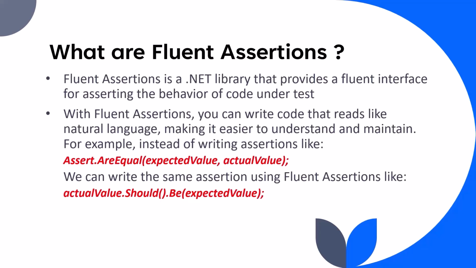So fluent assertions provides a rich set of extension methods that allows you to write assertions for different types of objects, including strings, numbers, collections, and objects. It also supports custom assertions, allowing you to define your own assertion methods for your custom types.